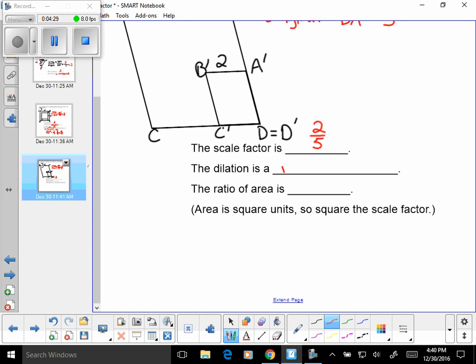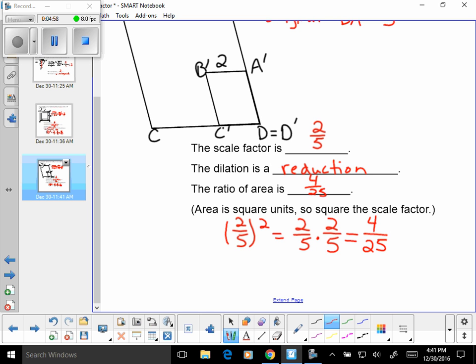My dilation is a reduction, because my scale factor is less than 1, and the ratio of the area is going to be 4 to 25. Now remember, I need to take the scale factor squared, which means I take 2 over 5 times 2 over 5. Again, going back to my fraction chapter, numerator times numerator, and denominator times denominator, since I cannot do any diagonal reduction. And that concludes lesson 5-6B.